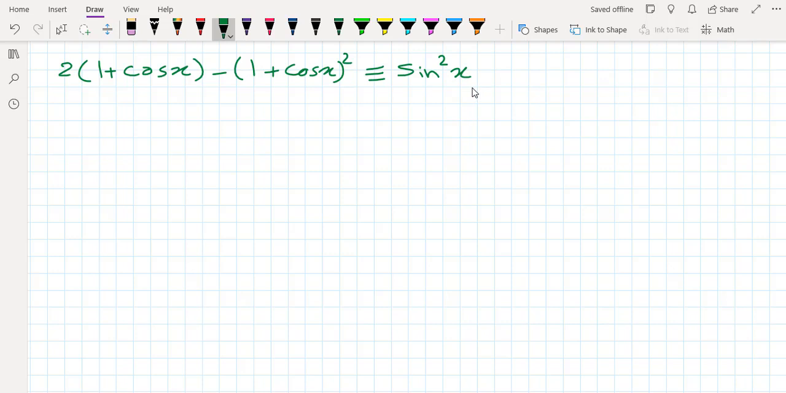Okay, again we start with the left-hand side because we have more terms here. It means we have more simplification. We start with the left-hand side.